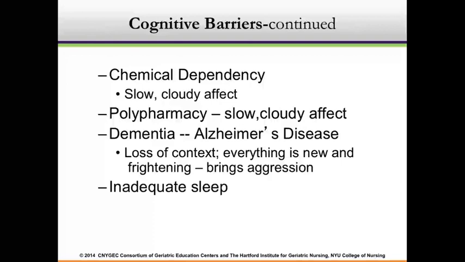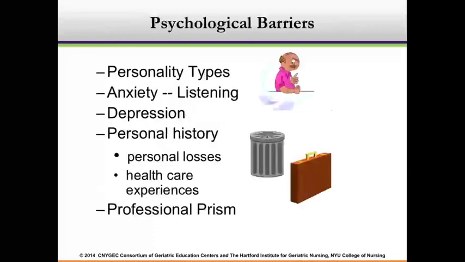So another cognitive barrier is inadequate sleep. And amazingly enough, older adults actually get the same amount of sleep that younger people get, but they get it in batches. And that's why older adults take naps. And so they will feel more tired and need naps to recuperate. And so when somebody's tired and sleepy, they're not going to be as cognitively sharp.